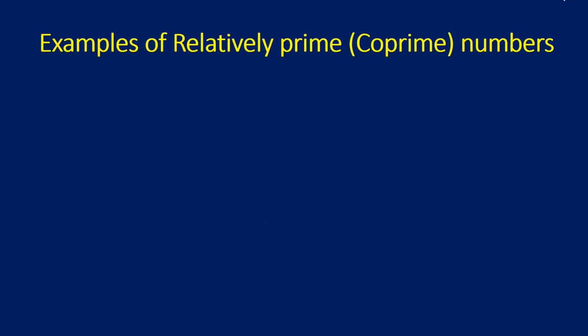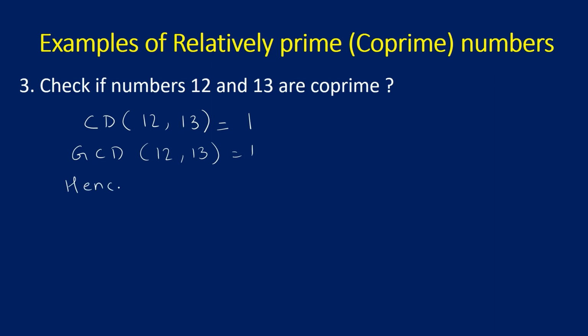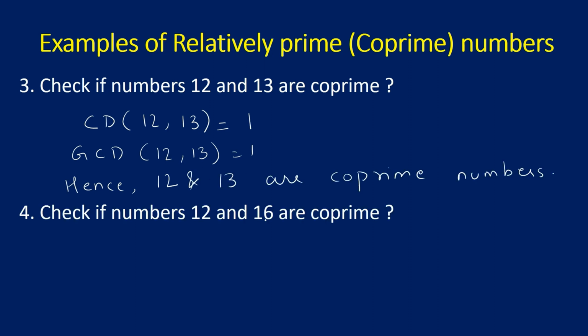So let us check a few more examples. What about the numbers 12 and 13? Are they co-prime? If you check the common divisors of 12 and 13, they can be divided by a common divisor 1. 12 and 13 do not have any other common divisor. Therefore, the greatest common divisor of 12 and 13 is 1. And hence, because it satisfies the condition, that is GCD of A comma B is 1, 12 and 13 are co-prime numbers. Let us check one more example.